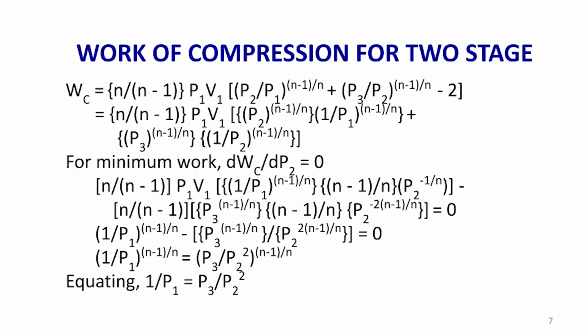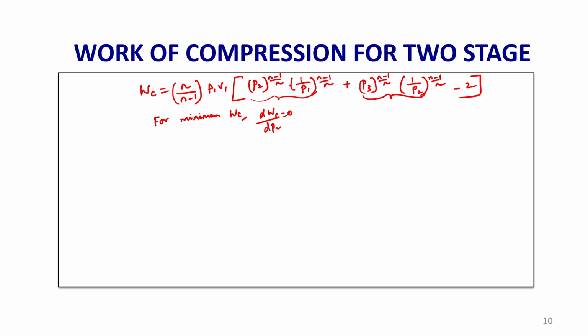Okay. So, now we have to differentiate this equation. Let us keep the term which is outside the bracket, this is a common one. So, WC is equal to n by n minus 1 into P1 V1.